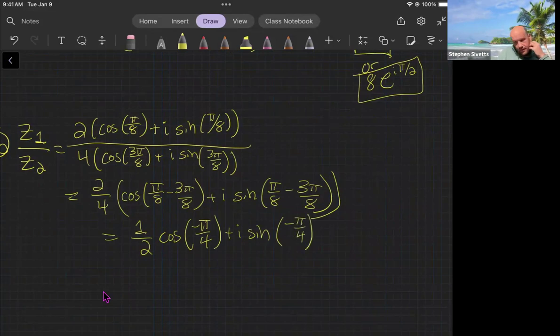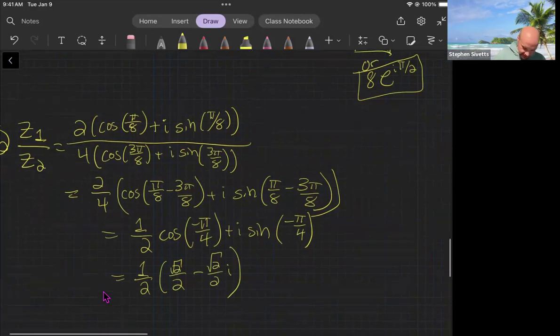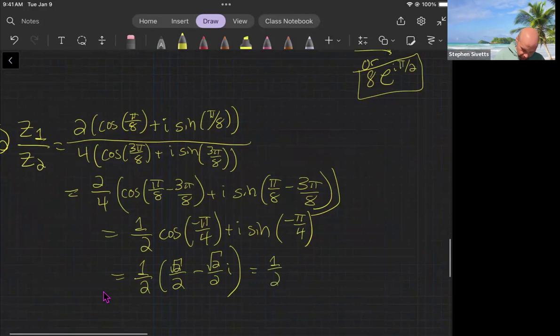Okay. All right. So this will be 1/2 times root 2 over 2 minus root 2 over 2 times I. Okay. And so this equals, in polar form, 1/2 e to the I minus pi over 4. Okay.